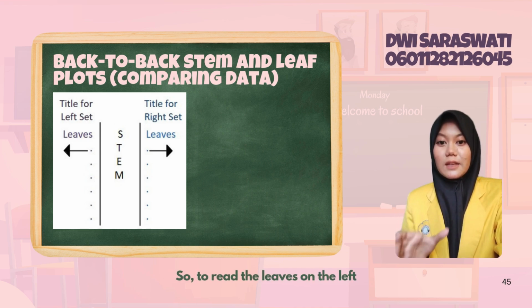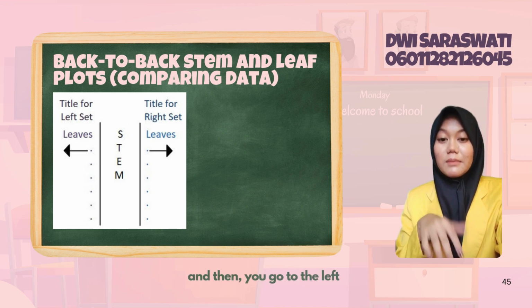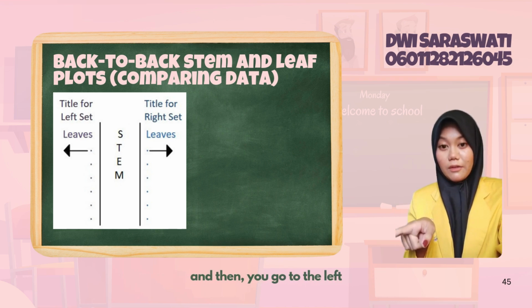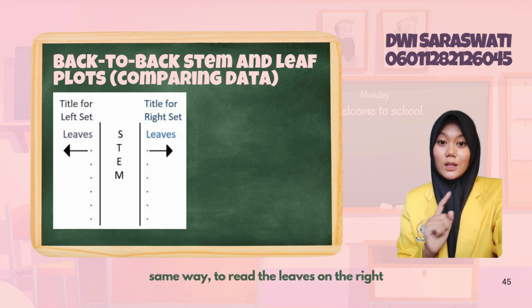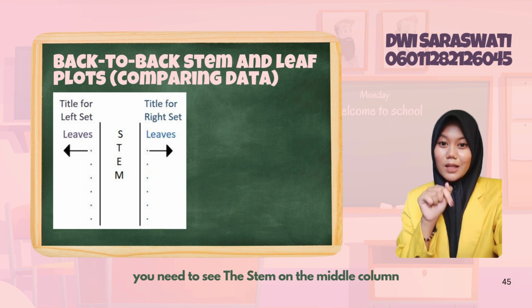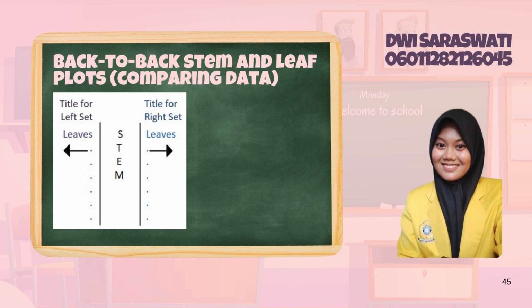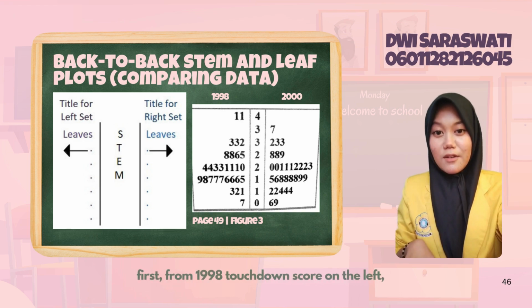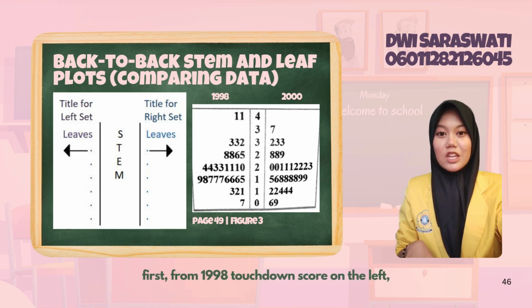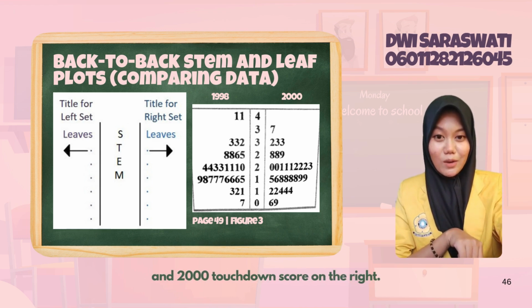To read the leaves on the left, you look at the stem in the middle column and then go to the left. In the same way, to read the leaves on the right, you look at the stem in the middle column and then go to the right. Easy. For example, here there are two sets of data: the 1998 touchdown scores on the left and the 2000 touchdown scores on the right.